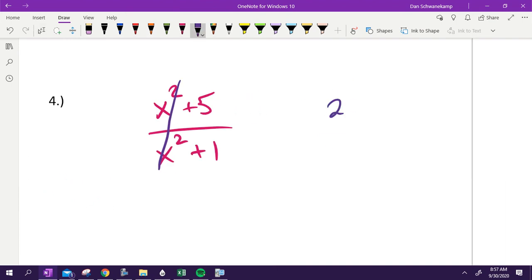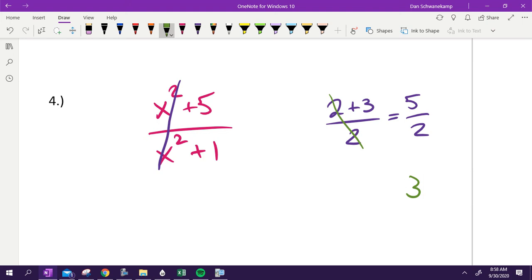Let's say I gave you 2 plus 3 divided by 2. That would be 5 halves. Everybody agree? If you do the canceling that you say, oh, I got a 2 on top, I got a 2 on bottom, and I cancel that, what does that now get me? 3. Is 5 halves the same as 3? It's a different answer. You cannot do that.